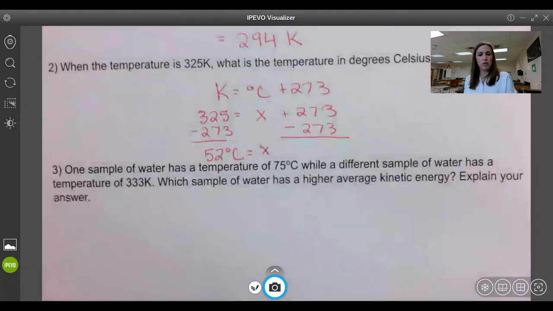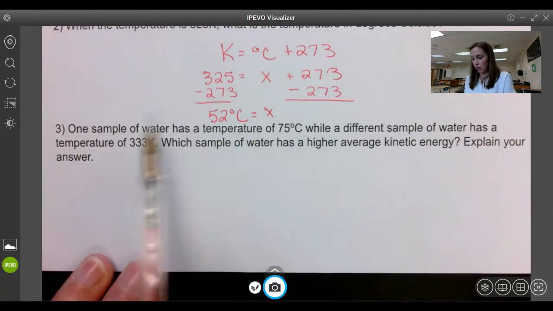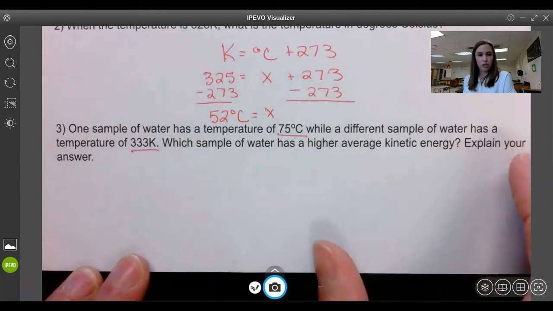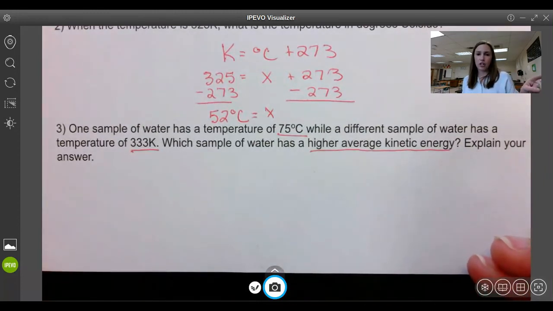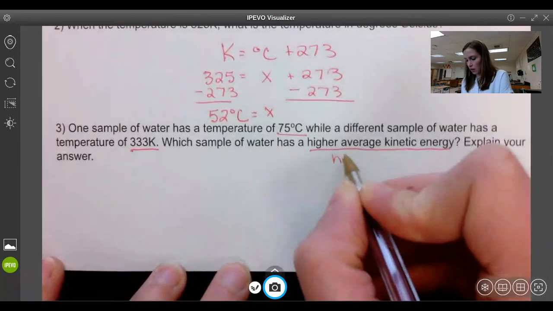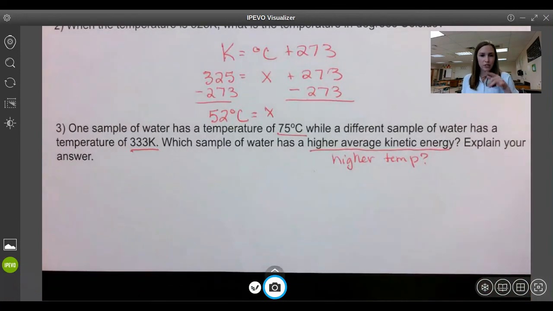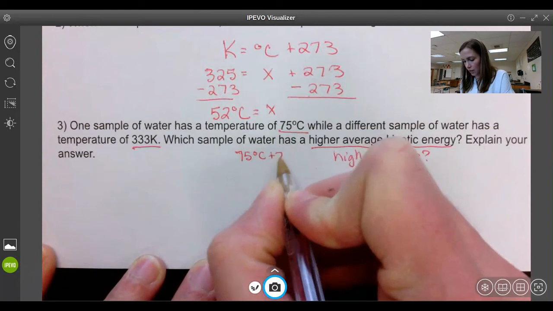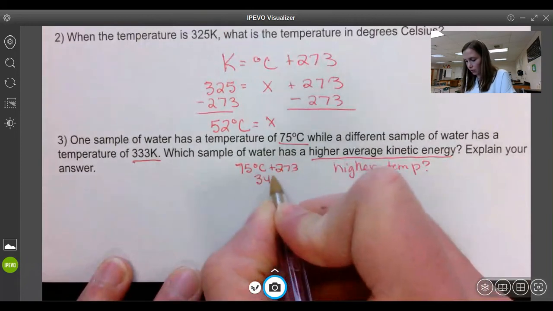The very last question is one a little bit closer to what you would see on a question where you have to apply the temperature scale conversion. You have one sample of water that has a temperature of 75 degrees Celsius, while a different sample has a temperature of 333 Kelvin. Which has the higher average kinetic energy? Whenever you see average kinetic energy in a question, just replace it with temperature, because that's what it's defining. So we're really looking for which one has the higher temperature. These are in two different scales. We can't just compare them. We have to make sure they're in the same scale. I find it's easier to just convert the degrees Celsius one, because I'm just going to add 273 to it. So when I do 75 plus 273, I get 348 Kelvin.